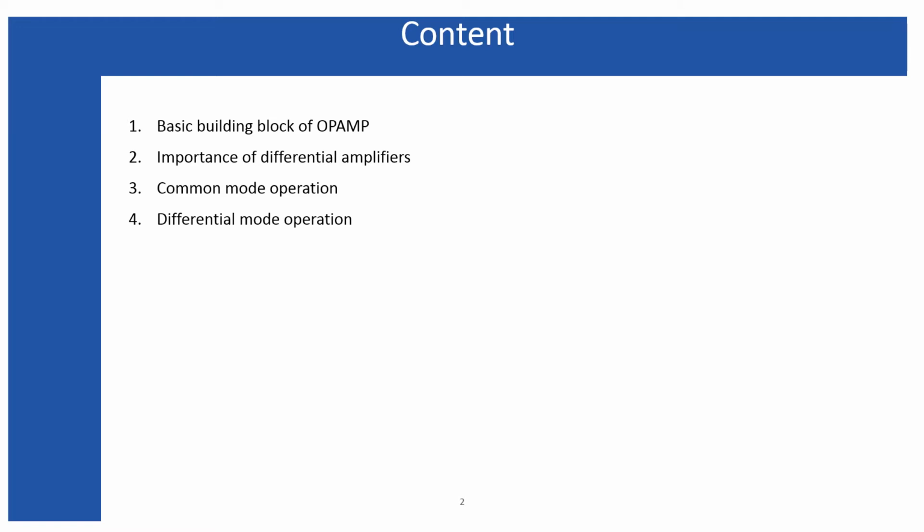Next one is the importance of the differential amplifier, because it has several advantages over the generally discussed voltage divider configuration. So those things will be discussed along with the common mode operation and the differential mode operation, because it is a differential amplifier from which the CMR, or the common mode rejection ratio, appeared as a figure of merit for the operational amplifier.